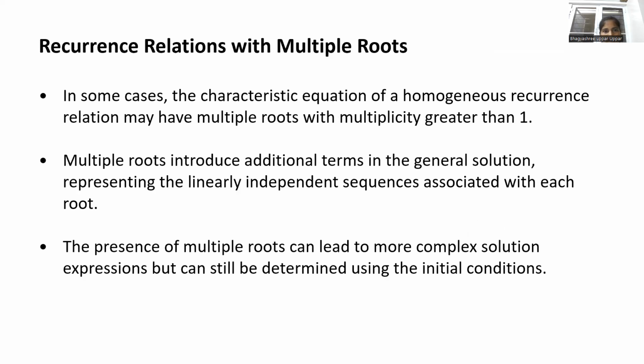Recurrence relation with multiple roots. In some cases, the characteristic equation of a homogeneous recurrence relation may have multiple roots with multiplicity greater than 1. Multiple roots introduce additional terms in the general solution, representing the linearly independent sequences associated with each root. The presence of multiple roots can lead to more complex solution expressions, but they can still be determined using the initial conditions.